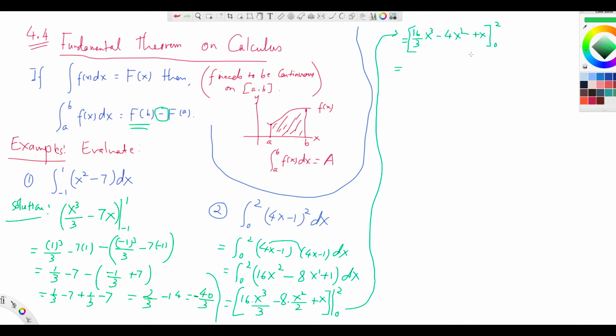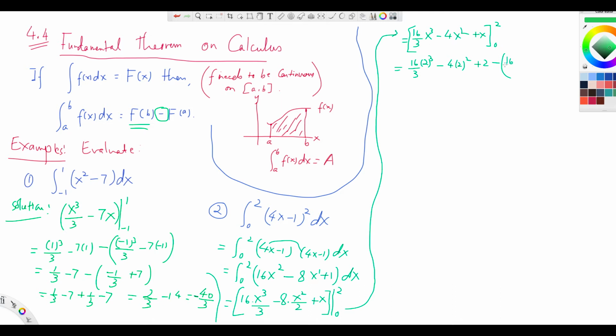So you can do it another way. For each term you can plug in 2 and then minus plug in 0, and for this term plug in 2 and then minus plug in 0, and so on. You can do that too, or you can plug in 2 for all those and then do minus, and inside the parenthesis plug in 0. You can do that too. So what I'm trying to do is plug in 2 for all of those. So 2 to the third, right? And minus 4 times 2 squared, and then plus 2, right? And then minus, I will plug in 0 everywhere, right?